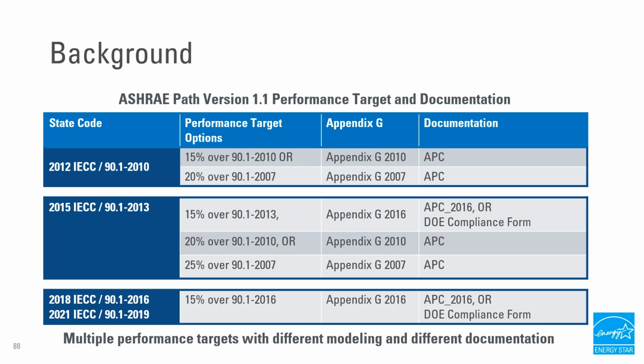So for background, for folks who are involved in the ASHRAE path, our current ASHRAE path version 1.1 performance target and documentation table is up here, where there are 3 different levels based on the state code, each of which has multiple options for the performance target, which result in different Appendix G versions used for modeling and different documentation based on that. And so there is a lot of complexity going on, trying to figure out and maintain all of these documentation requirements and all of these levels.